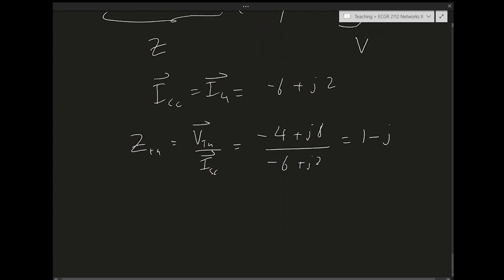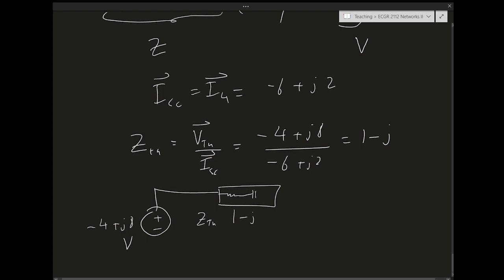So this is the Thevenin equivalent circuit. It's going to be minus 4 plus J8 volts. Then I have the Thevenin impedance, which is 1 minus J. I can draw this as a resistor and a cap, right? A cap has minus J, a negative reactance, but that's fine. I can just represent it as a box. That's fine too.